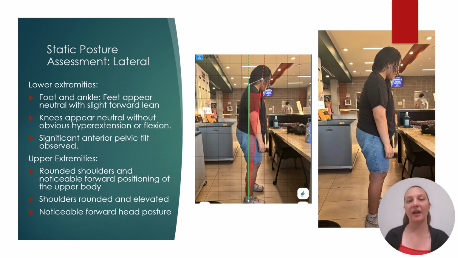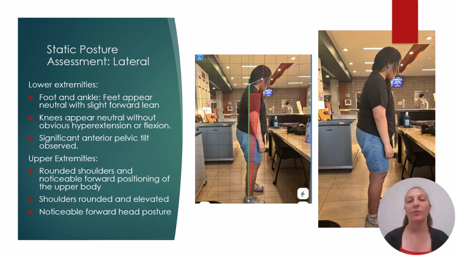Moving on to the lateral view, we can see that there are some foot and ankle differences, with the feet appearing to be neutral with a slight forward lean. And then we can also see that the knees appear neutral without any hyperextension or flexion, but we do see that slight significant anterior pelvic tilt.